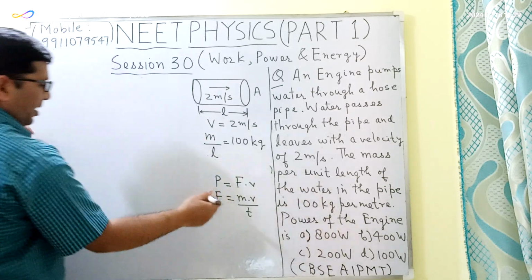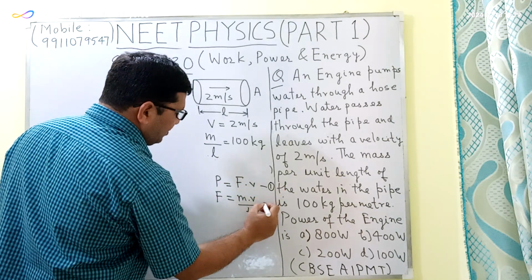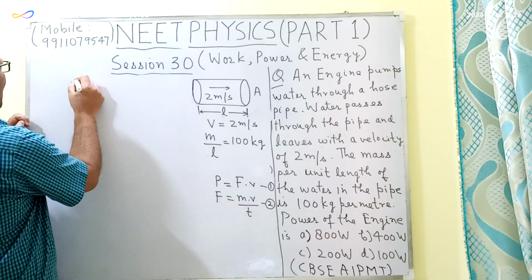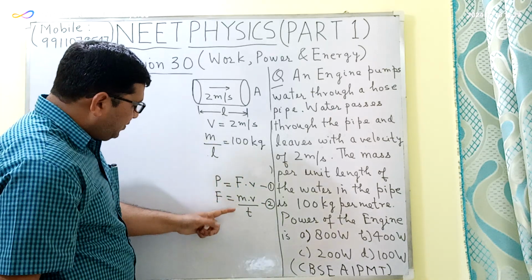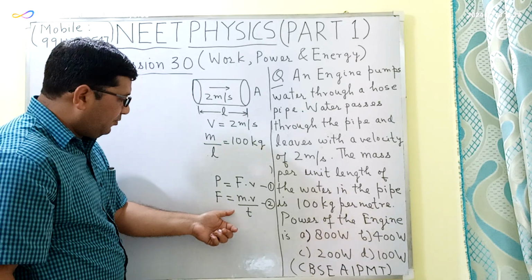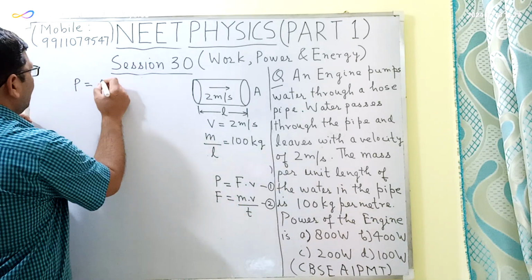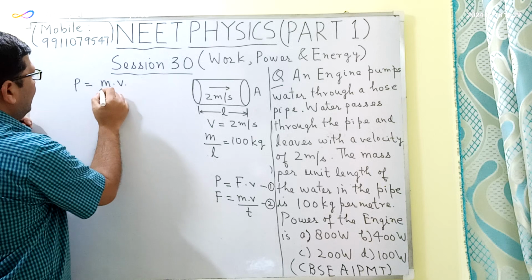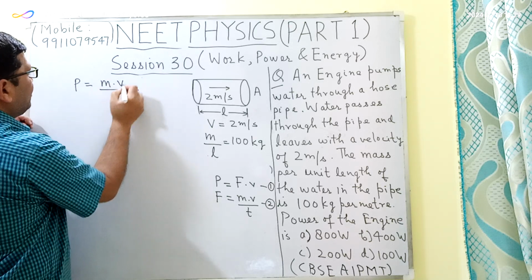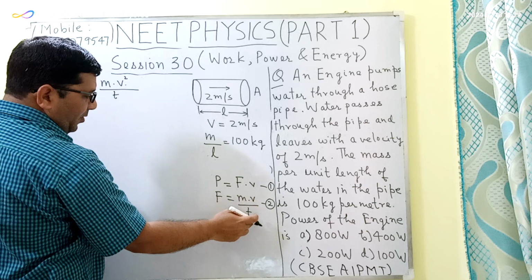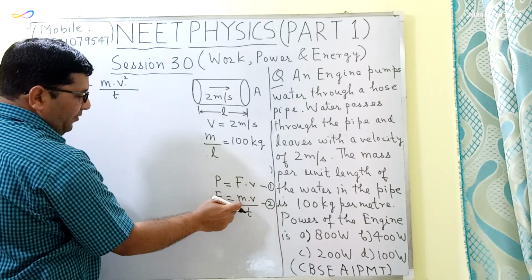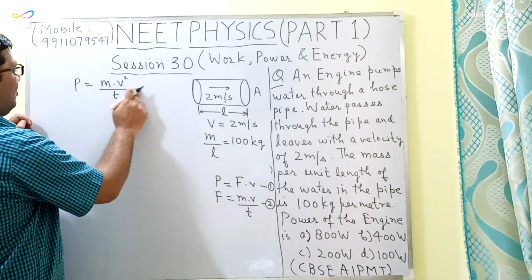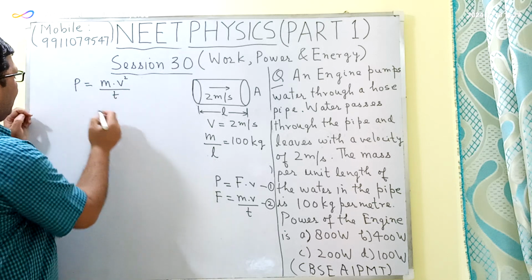Now from these two equations, let's say this is equation number 1 and equation number 2, I will get power is equal to, I will be substituting the value of F from equation number 2 in equation number 1. So I will be getting power is equal to m into v upon t, and this will be v squared because this is mv upon t. So I will be substituting the value of F in this equation. So this will be equal to mv squared upon t. So the power is equal to mv squared upon t.